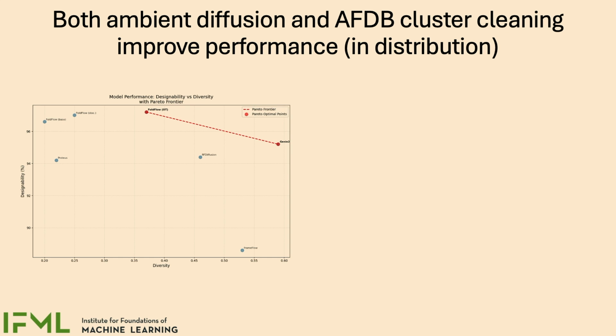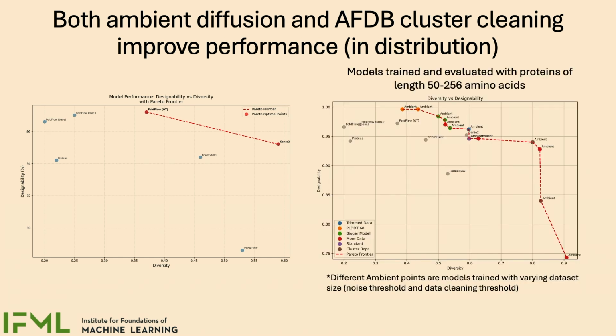You can see here is RF diffusion, and Genie made significant progress by moving to this upper right-hand corner. But here's ambient diffusion, right? We trained models varying different parameters, data set size, and the amount of noise you use in ambient diffusion. You can see our model is along the entire outer edge, with these two models being the best compromise between designability and diversity. For example, here is RF diffusion, here is Genie, and we increase our diversity significantly while having marginal change in designability.